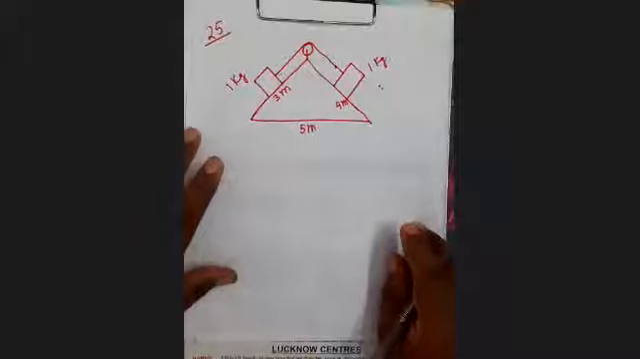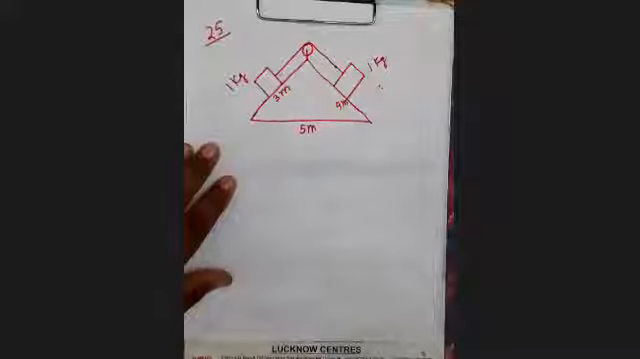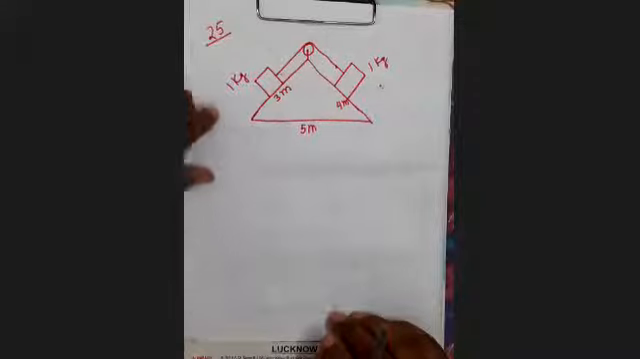Here it is given, consider the situation shown in the figure. All the surfaces are smooth and frictionless, and the string and pulleys are light. Find the magnitude of acceleration of the two blocks. You have to find the magnitude of acceleration.